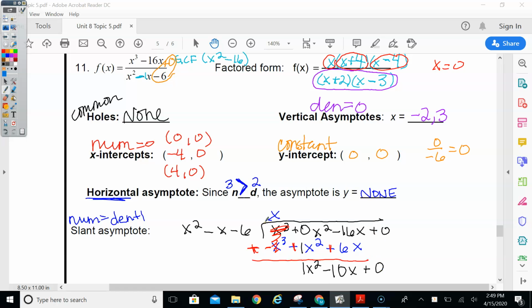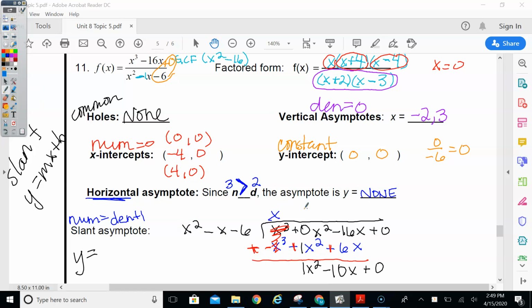Right, so you're always going to be able to do two steps here. One to get the x term, and then the other one to get the constant term. Because it's always some kind of y equals mx plus b. So the slant is always a y equals mx plus b. So this is the x part. Now we need the b part. So you go one more time.